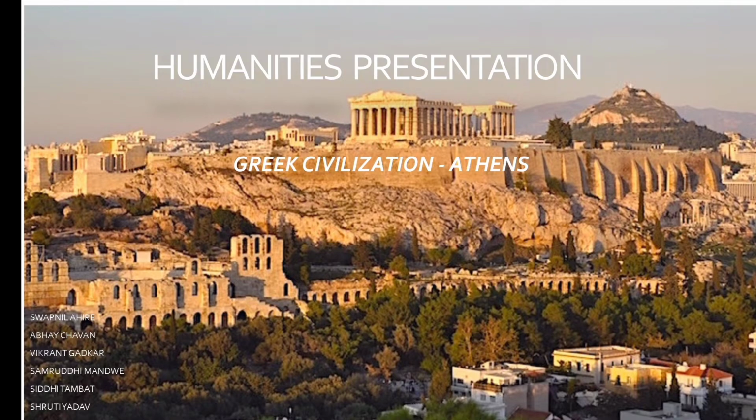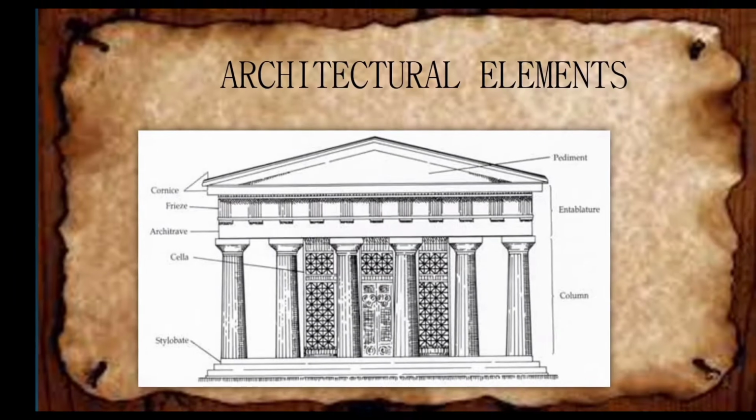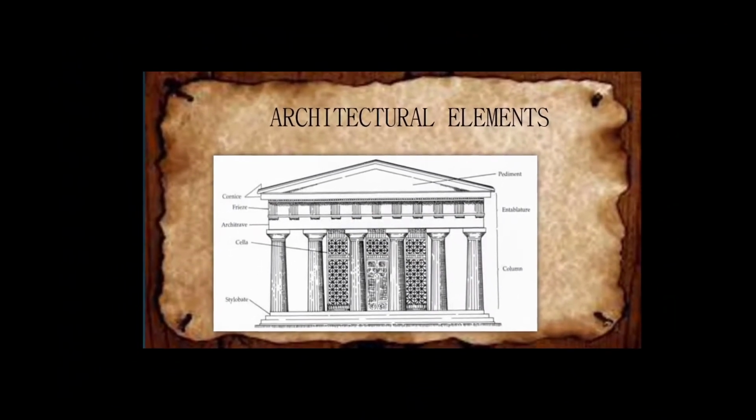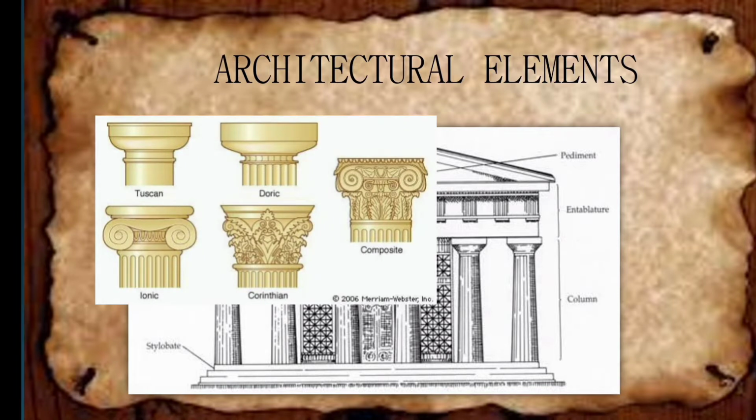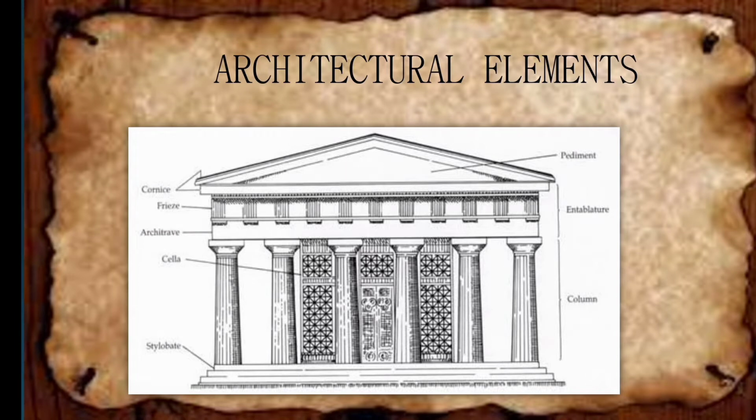Humanities presentation: Greek architecture. The elements that come under Greek architecture elements are the capital. The capital was a large design at the top of a column. It is the crowning member of the column form, providing structural support for the horizontal member. In the classical style, the capital is the architectural member that most rapidly distinguishes the order.